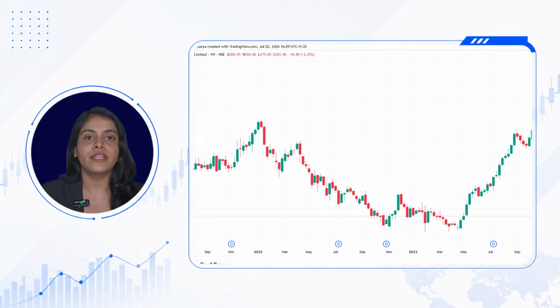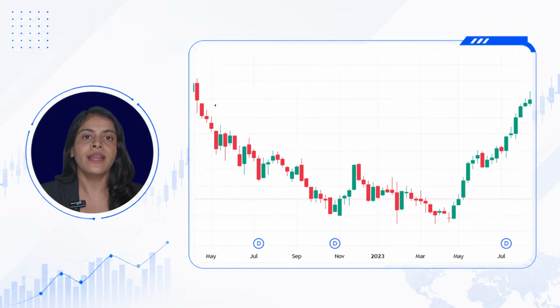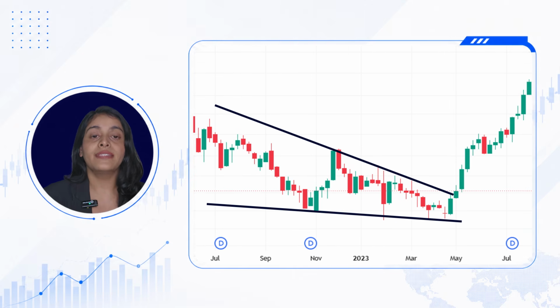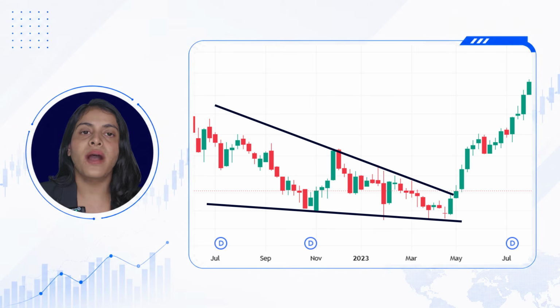A falling wedge is one of the most widely followed bullish chart patterns in technical analysis. It is formed when the price continues to make lower highs and lower lows, but unlike a normal downtrend, the two trend lines start converging. In simple words, the stock is still falling, but the speed of the decline is slowly slowing down. Once buyers gain enough strength to push the price above the upper trend line, the pattern is considered complete and often marks the beginning of a fresh uptrend.